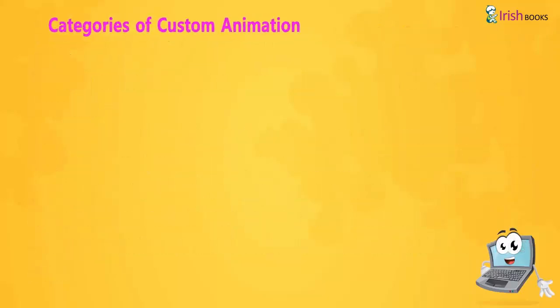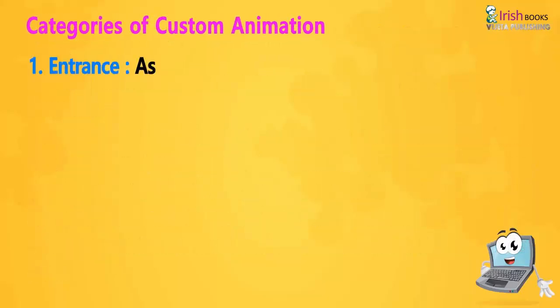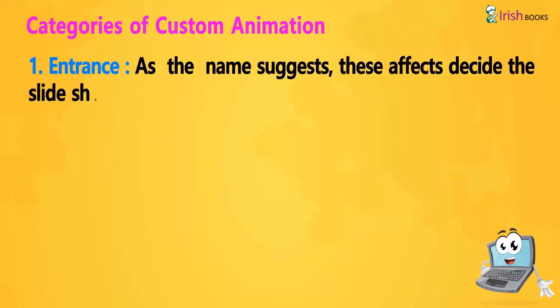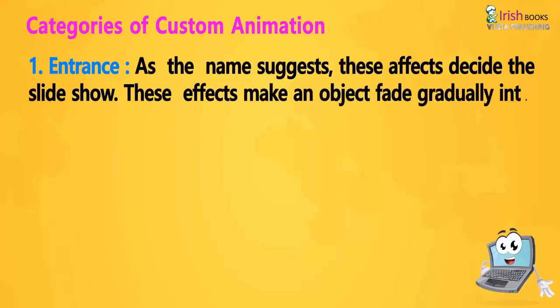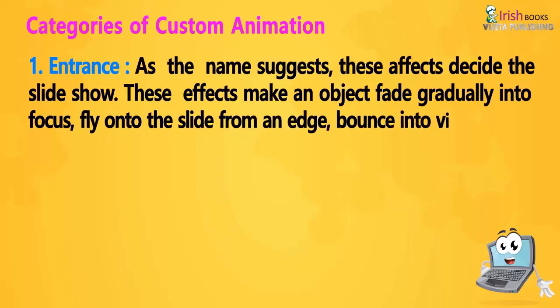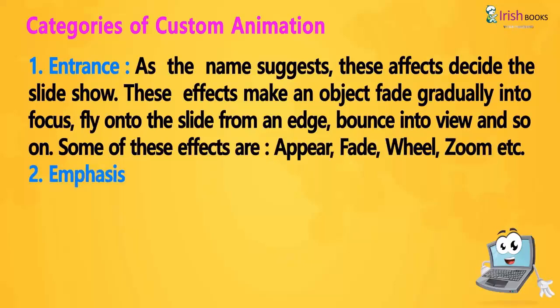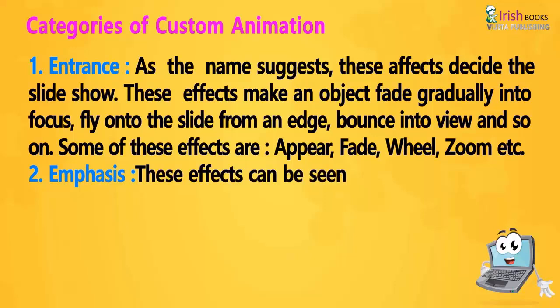Categories of custom animation. Entrance. As the name suggests, these effects decide how an object enters the slideshow. These effects make an object fade gradually into focus, fly onto the slide from an edge, bounce into view, and so on. Some of these effects are appear, fade, wheel, zoom, etc.